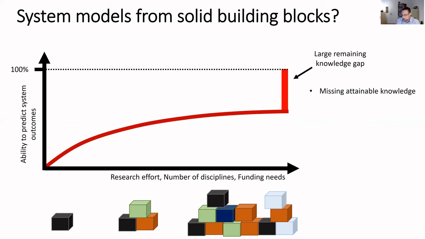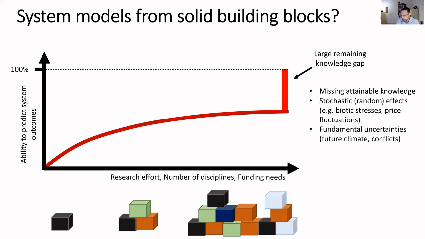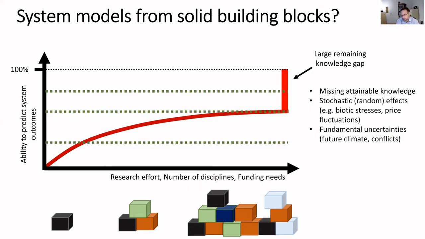And here we have different things in this gap. There's missing attainable knowledge. So if we just added a few more building blocks, we could find things out for sure. But there are also stochastic and random effects, the biotic stresses that we struggle with, the weather, of course, price fluctuations maybe, and then some fundamental uncertainties in agriculture, like related to the future climate, for example. You can do lots more research and we still won't know exactly what's going to happen. In many developing country settings, at least the risk of conflict is always there. And so there are a bunch of things that even with all the research funding we could eat, we're not going to be able to address.